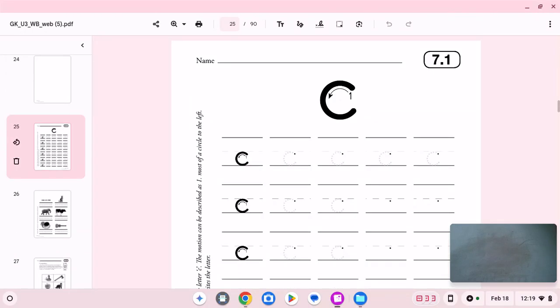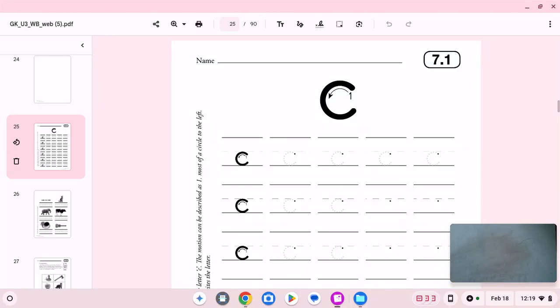So 25 is the letter C, and the reason I like doing the letter C first is because if they can learn to write a C solid, then they can also learn to write an A. If they can learn to write a C, then they can write a D. If they're looking at their paper, if they can write a C, they can write a G, they can write a Q. So learning to write the letter C first and getting that solid just lends itself nicely into multiple other letters.